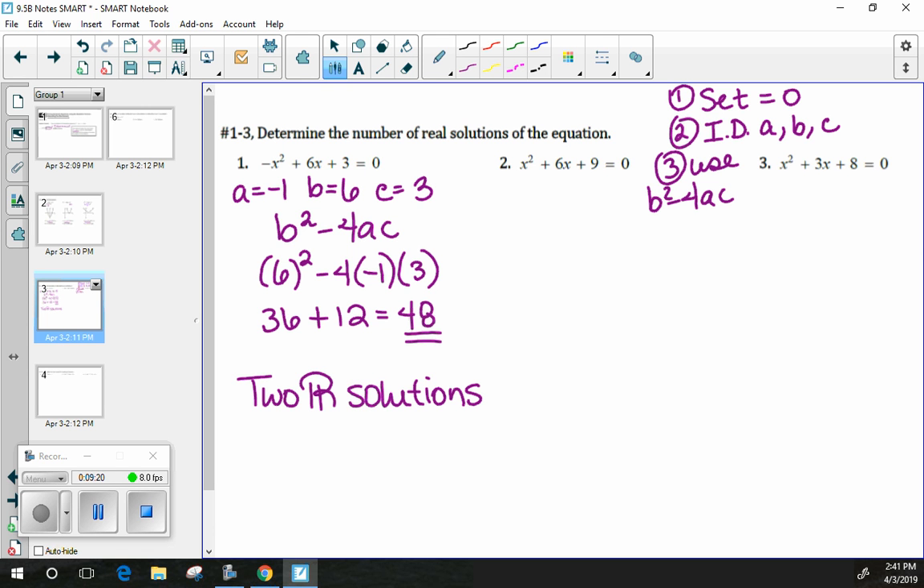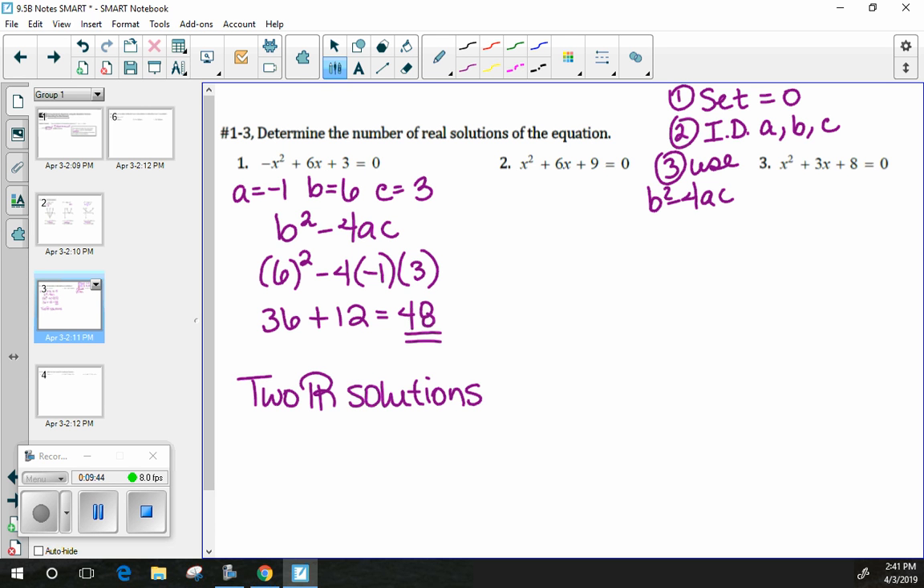Because that's positive, that's greater than 0. As long as this is positive or greater than 0, then I know I'm going to end up with 2 solutions, 2 real solutions. If you wanted to know what they were exactly, then you would have to use either the entire quadratic formula or one of the other methods that we've discussed: complete the square, factoring, graphing, square root. But here, they just want to know how many solutions there are, so real solutions.